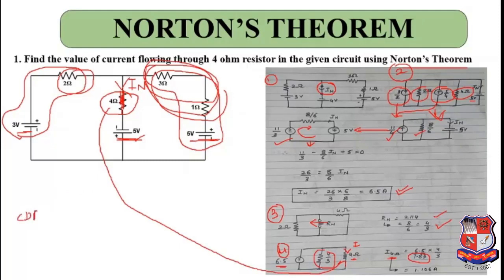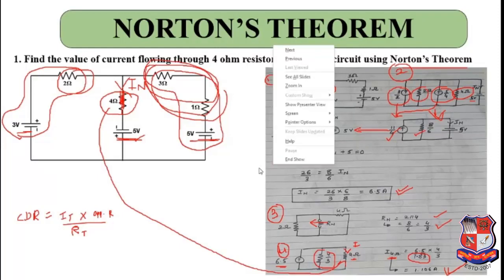Okay. Current divider rule, you can say that it will be equal to the total current or source current multiplied by the opposite branch resistance, divided by the total resistance. So this will give you the current through the resistance which you want to find. So that comes out to be this value. I hope that you got the numerical. So let us go to another numerical and understand Norton's theorem.